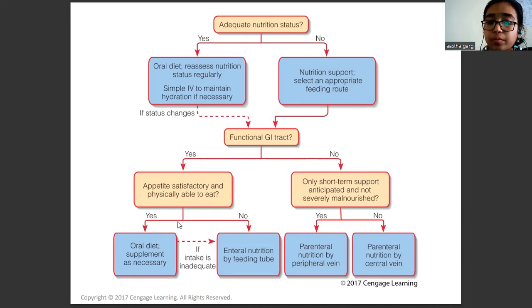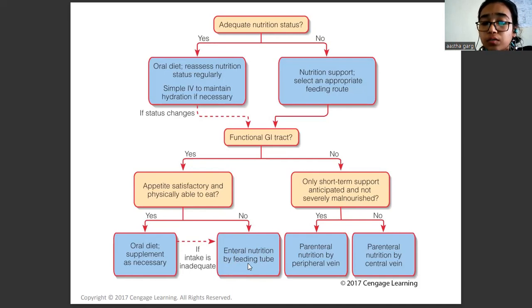If he is physically able to eat food, we would be giving him food via mouth. But if he is not able to take food physically, like he won't be able to chew it or swallow it, in that case, the enteral nutrition is suggested. That is, we would be inserting tubes through his nose to the stomach, that is nasogastric feeding. And that type of feeding is known as enteral nutrition.